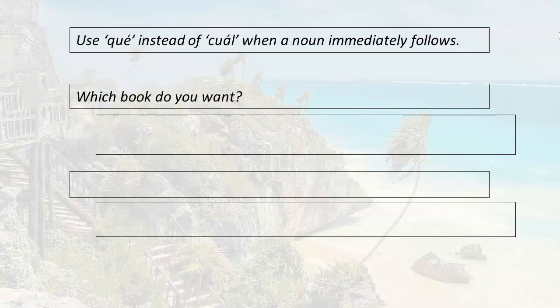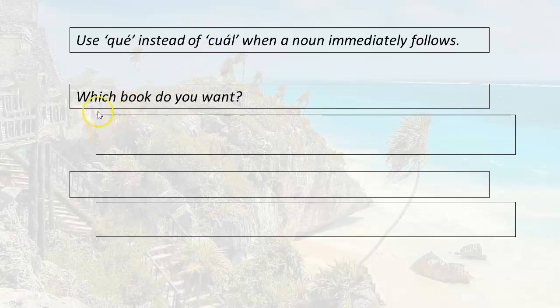Now let's look at when qué means which. So there's a special rule that says use qué instead of cuál when a noun immediately follows. So the interrogative cuál mainly means which. So here's the special case. If I wanted to say which do you want, I would use cuál. ¿Cuál quieres? Which do you want?